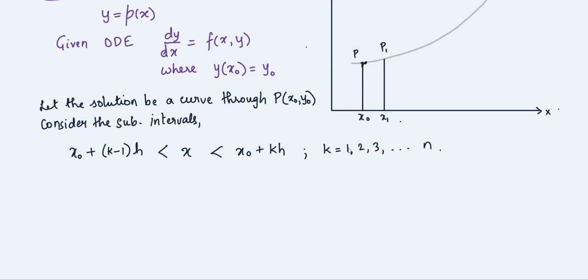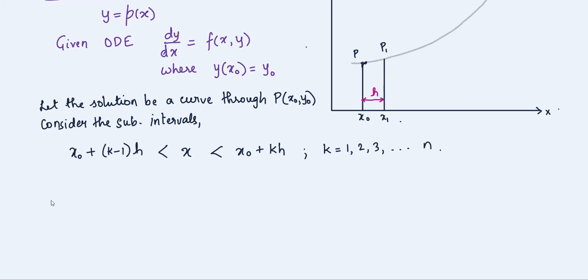The first interval, when you put k equal to 1: x lies from x0 to x0 plus h. This interval width is h. From x0 to x1, the interval width is h. We know this point, and we are trying to find the next point.